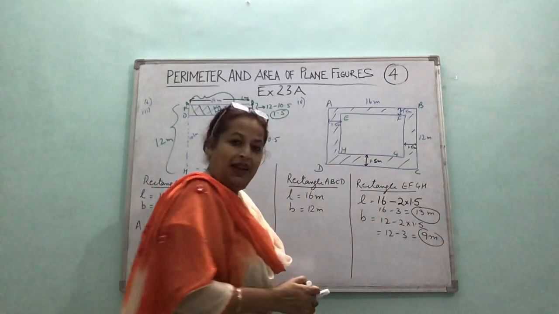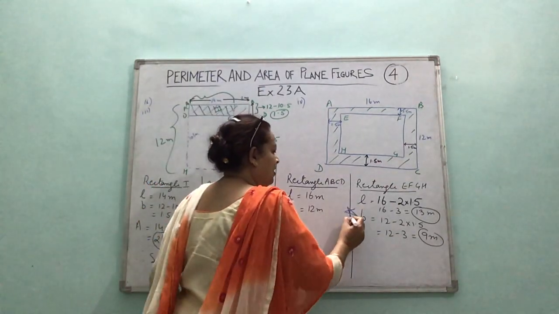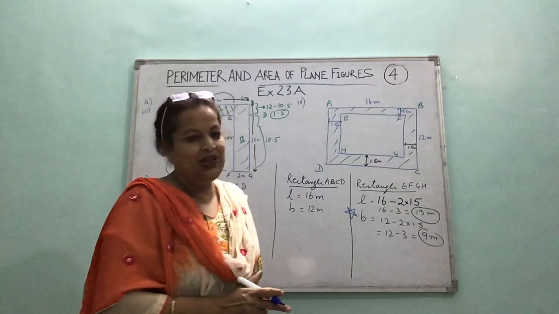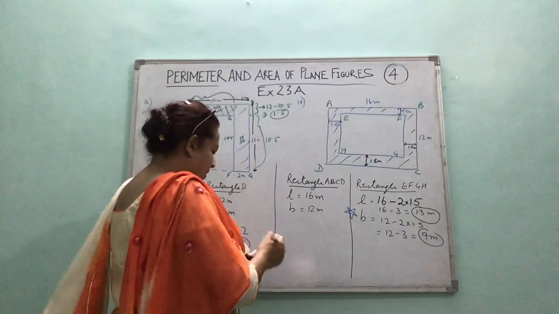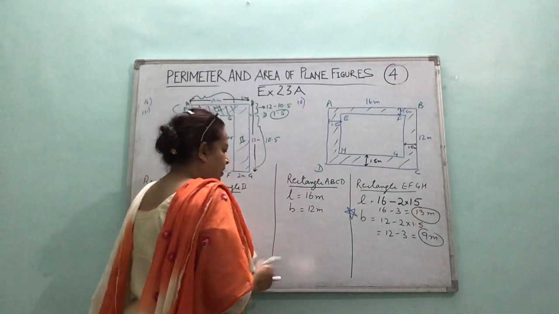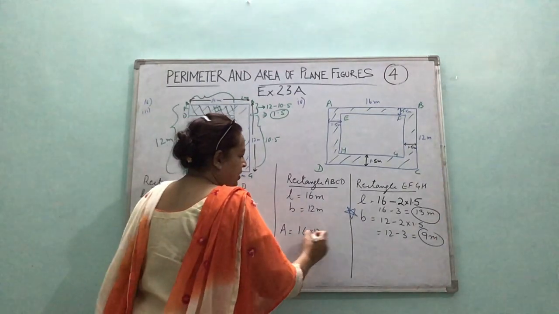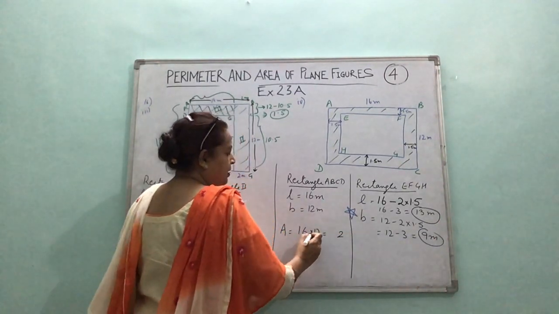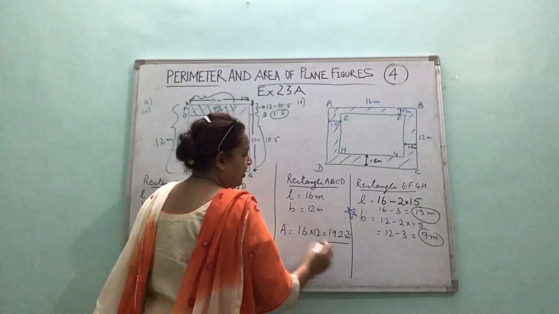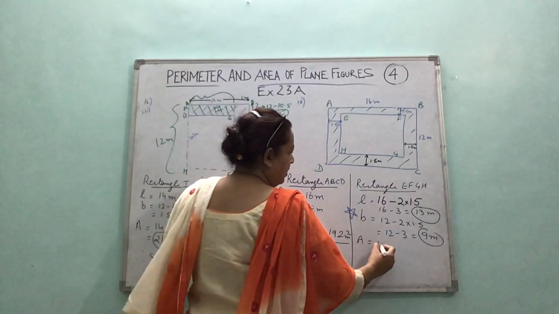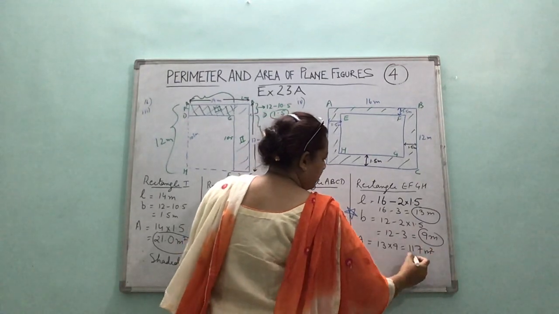This was the main part of the question. That's why I put a star over here: how to find the length and width of the smaller rectangle. Now my work is very easy. I'll find the area of the bigger rectangle, 16 into 12, which is 192 meter square. And the area of the smaller rectangle, 13 into 9, which is 117 meter square.